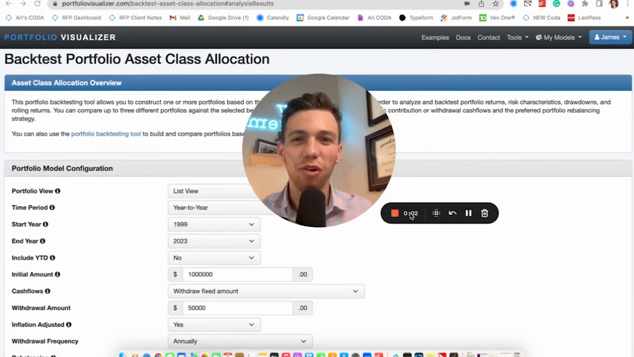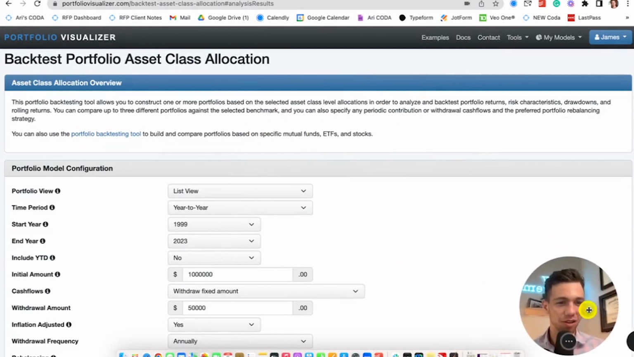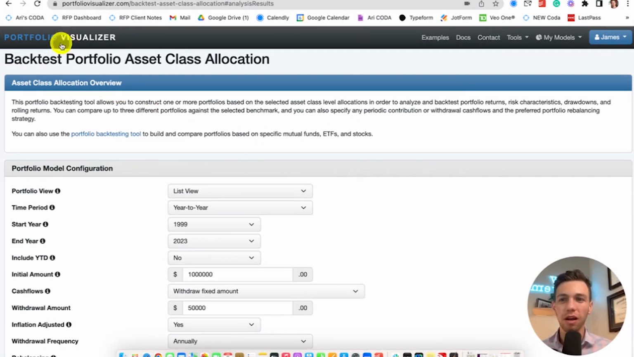Very exciting stuff, everyone. I'm about to show you right now. This is what we're on right here. I'm going to make myself smaller so you don't have to look at me on a big scale. I'm going to go in the bottom corner here. This is what we call Portfolio Visualizer. It's a great website that allows you to play around with all these different models.